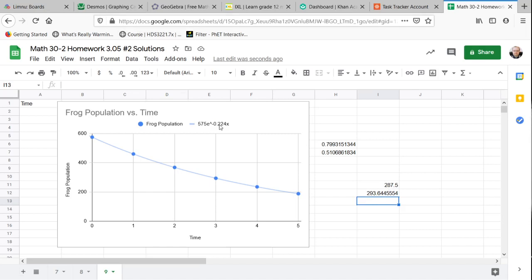Much of that is probably because internally things are rounded. Internally the number is not rounded at 3 decimal places. So those of you solving this with your calculators would have many more decimal places to represent with your solutions. But this concludes the solutions to homework assignment 3.05, number 2.